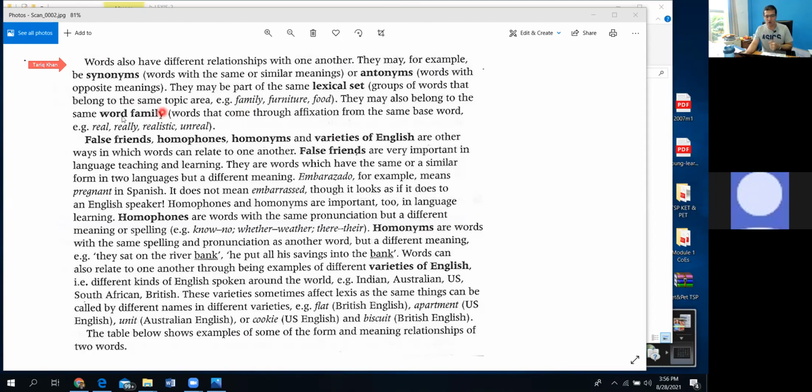The next point is word family. Words also have families. We have family as humans, words also have family. Now, what's that? Words that come through affixation from the same base word. Now, affixation on the previous page we discussed. The process of putting a suffix or a prefix with a base word is called affixation. So when we make more words out of one word, that is called word family.